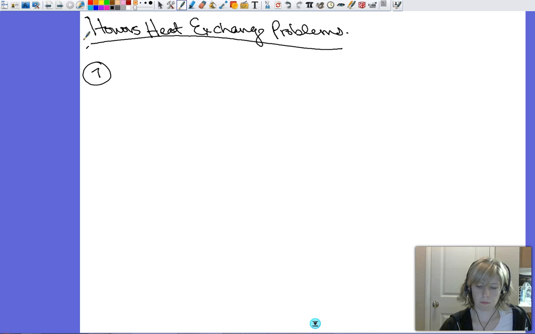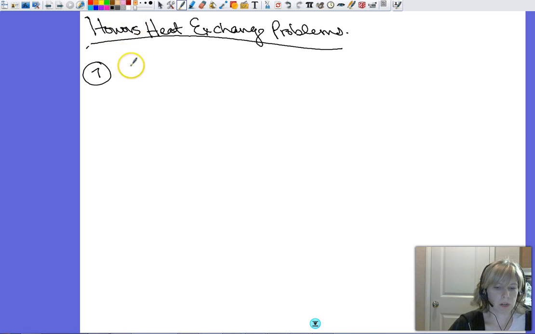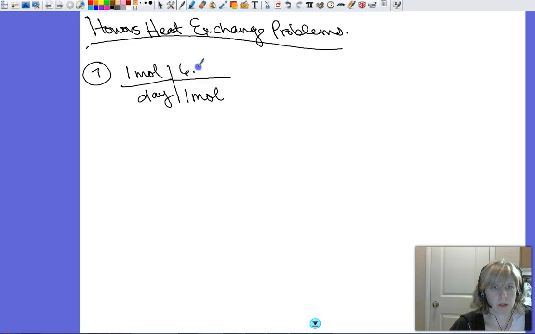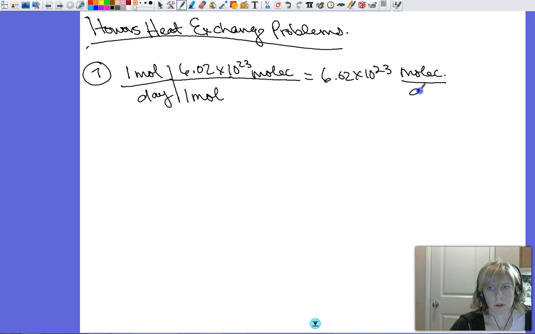Number 7 says, suppose 1 mole of water evaporates in 1 day. How many water molecules on average leave the liquid each second? So to start that problem, first we need to get how many molecules there are in 1 day. So if we have 1 mole per day, which is what we were given, we can convert that to molecules because 1 mole has our favorite number, 6.02 times 10 to the 23rd molecules. And that gives us 6.02 times 10 to the 23rd molecules per day.